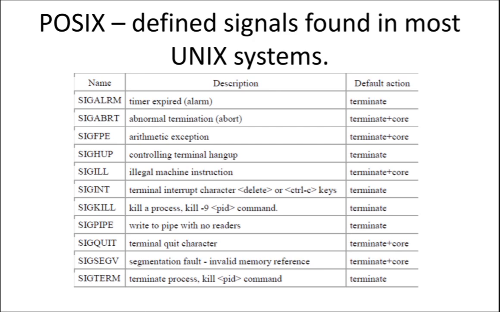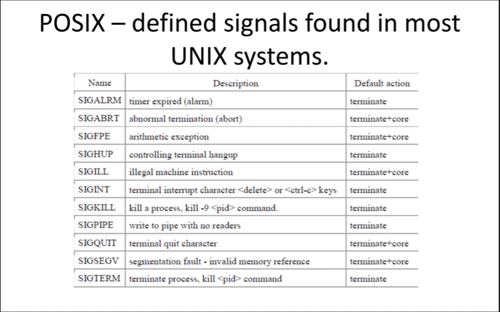Next, SIGFPE, arithmetic exception. If any arithmetic error occurs, it is going to send the signal SIGFPE. What is the default action? One more important thing: for most signals the default action is terminate. They are going to close the particular process. Just remember that. Here also terminate is the default action.